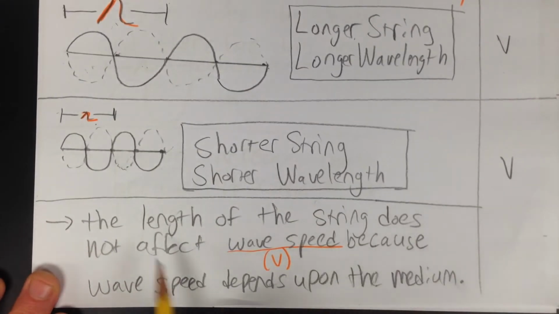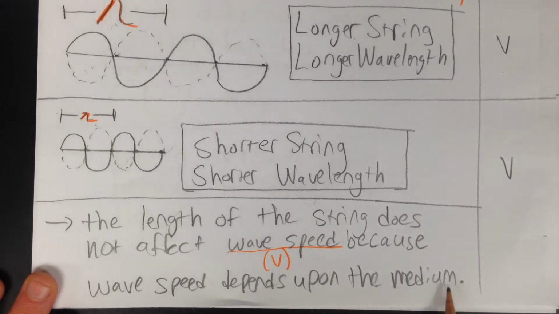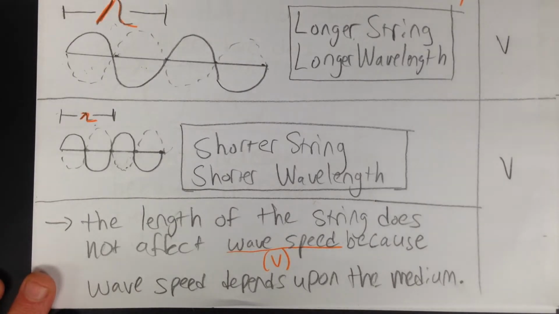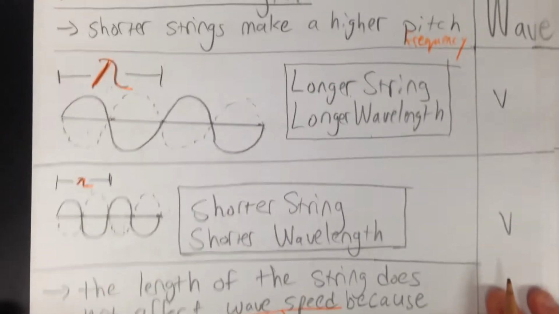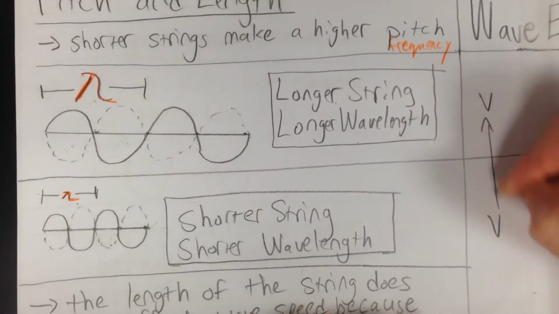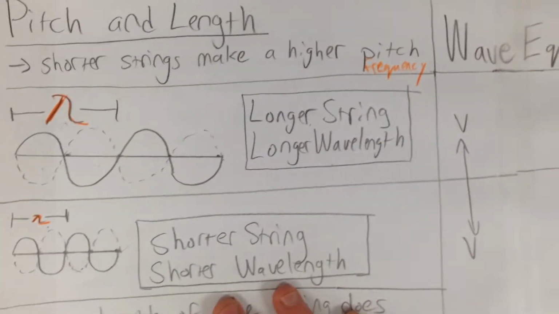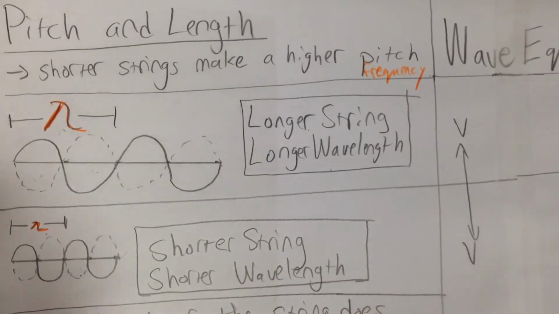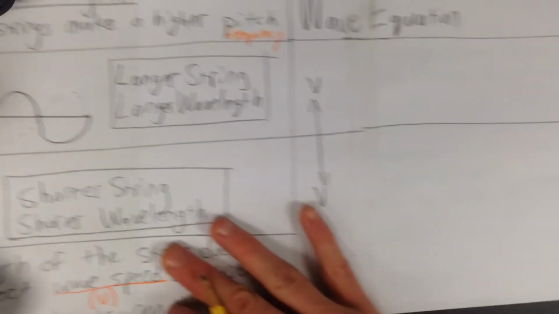What doesn't change? The length of the string does not affect wave speed because wave speed depends on the medium. If you only shorten a string, you don't change the medium, so you don't change the wave speed. So wave speed does not change, wavelength does when you shorten the string. So let's shift it over and see how that affects frequency.